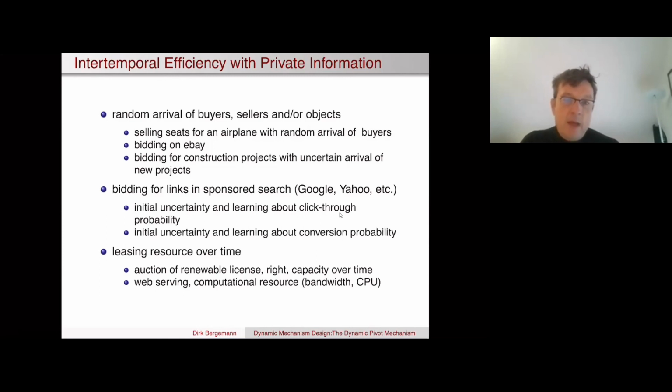The final example, if you want to think about leasing a resource over time, right? So think about web serving, a computation resource, bandwidth, CPU, okay? Then you're facing an intertemporal problem. You face a question of how quickly you want to run the computational job, how costly it is to get it done instantaneously, get it done the same day, get it done overnight, get it done within the week. You are competing for the bandwidth with other firms, and so the question is how is that being organized and what are the outcomes that we attain.